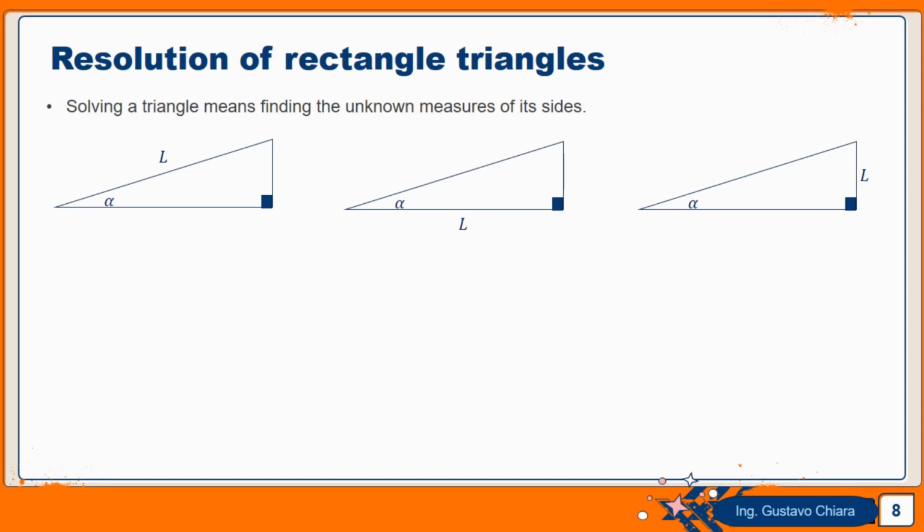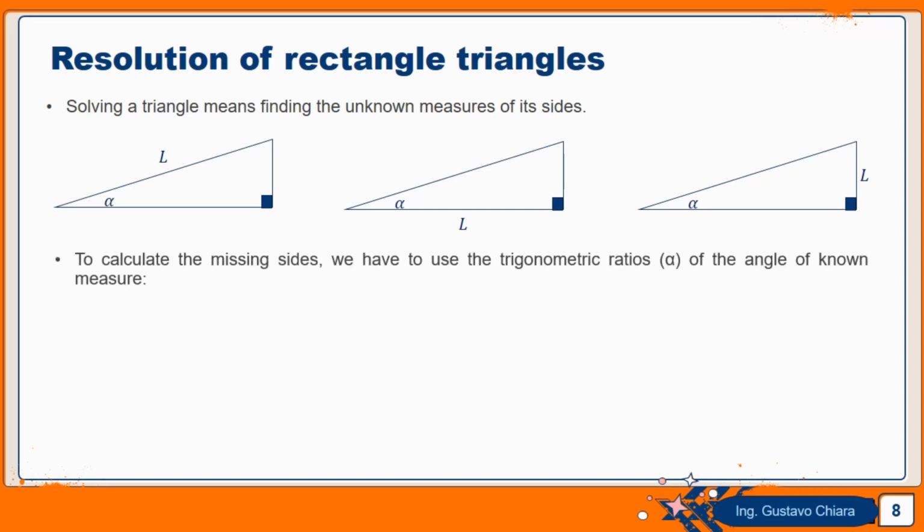Resolution of rectangle, triangle, or right triangle. Solving a triangle means finding the unknown measures of its sides. It's very common in these problems that you have a triangle, you have the measure of one angle and the measure of one side. So using the trigonometric ratios, we can find all the sides.